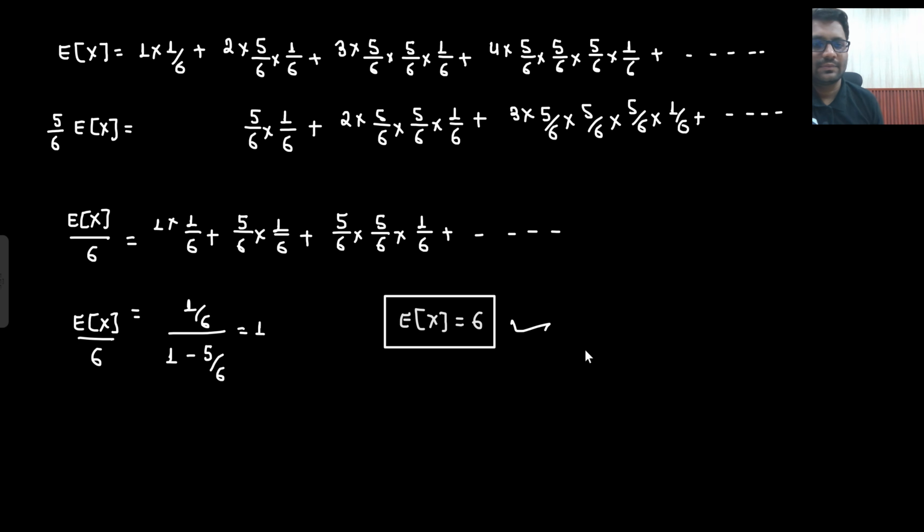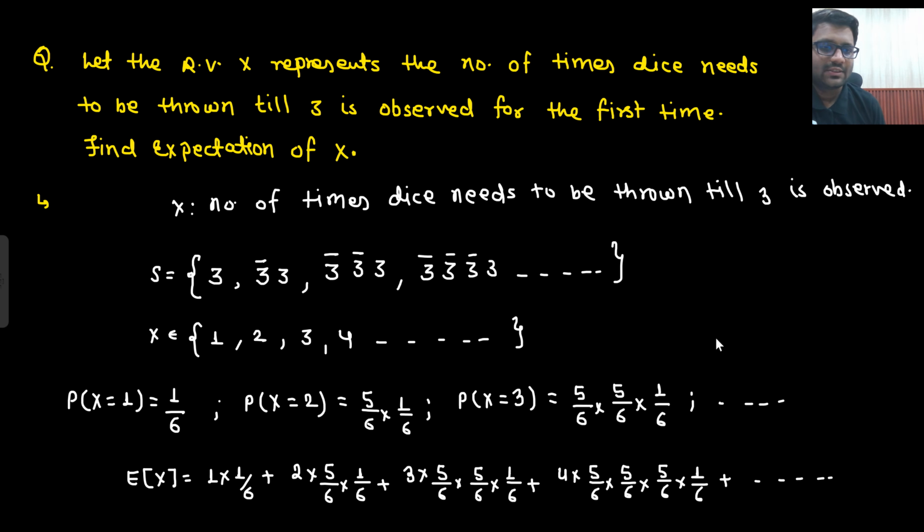This is the answer. So what they are saying is that in 6 throws it is expected that you will get 3 at least once. Just think about it: on the dice, how many numbers are there? 6 numbers. So what will expectation do? Expectation will take the general case, that on the first throw you are getting 1, on the second 2, on the third 3, on the fourth 4, on the fifth 5, on the sixth 6.